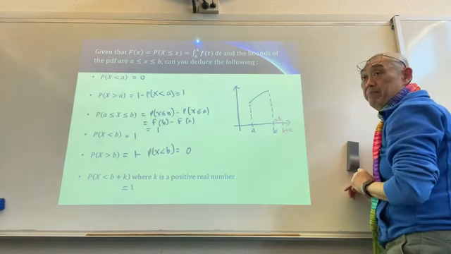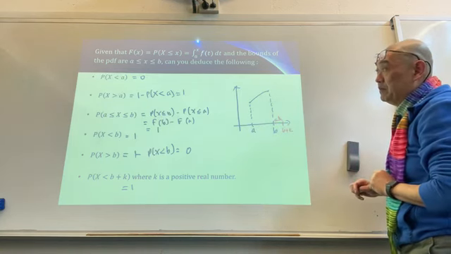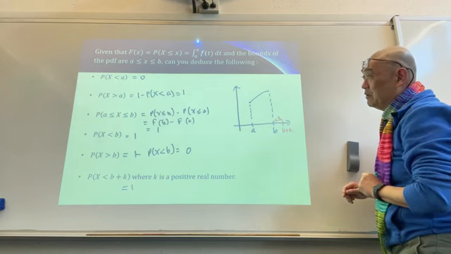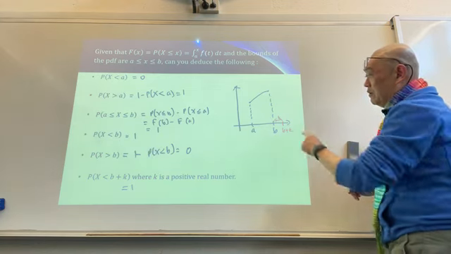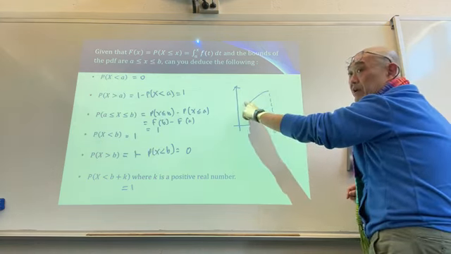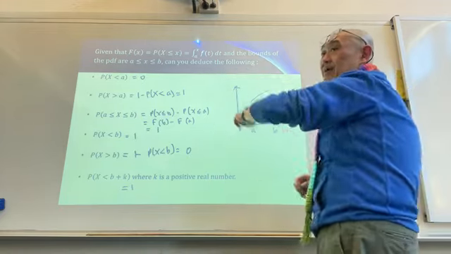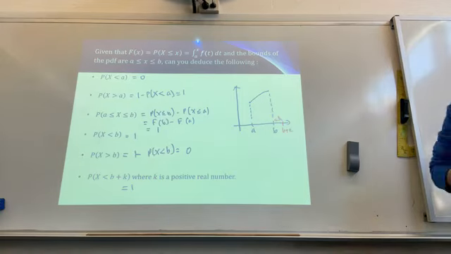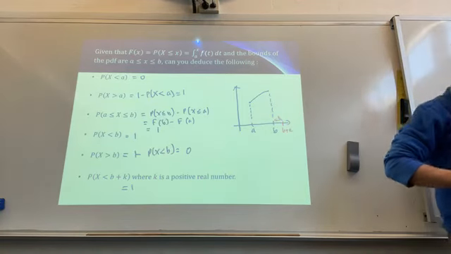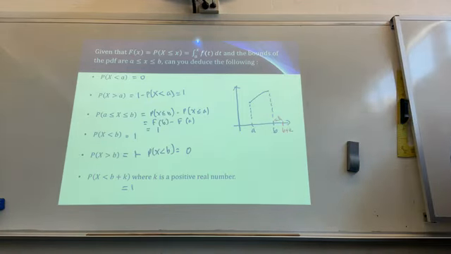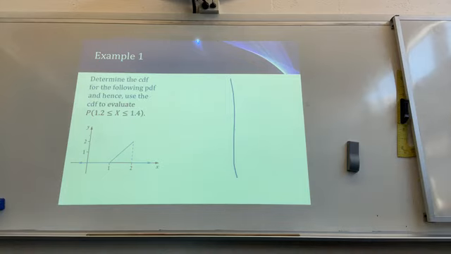For the third one, the probability of X less than or equal to b, function of b, take away function of a. Wait, that's not PDF though. This is a CDF. Oh, it's F. Look, it says x values have to be positive in a PDF. No, they don't. They can be 0.